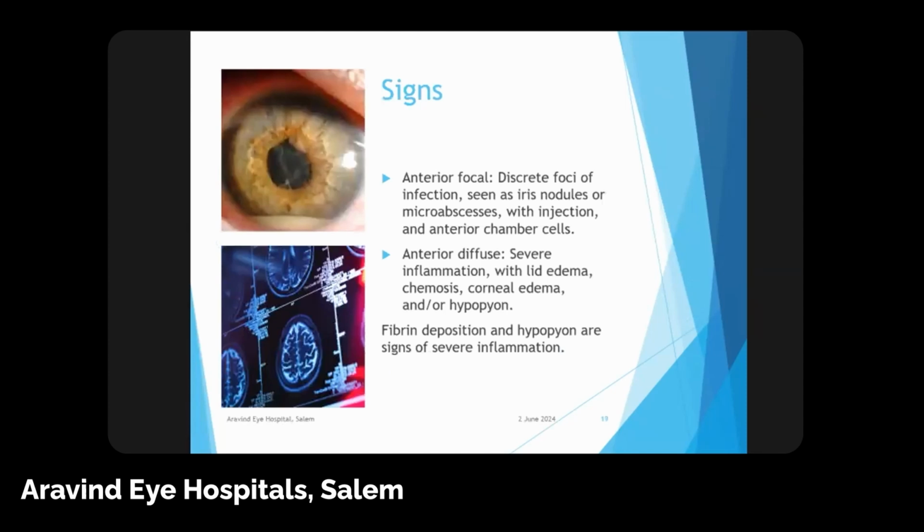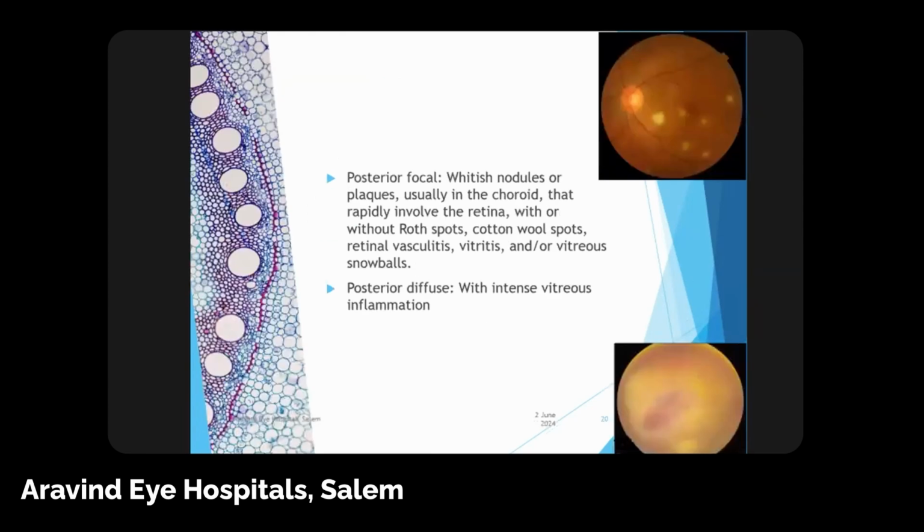Signs: anterior focal and anterior diffuse. The anterior focal signs are iris nodules or microabscesses and AC cells. And the diffuse signs are severe inflammation with lid edema, chemosis, corneal edema with or without hypopyon. Posterior signs are again focal and diffuse: whitish nodules or plaques, usually in the choroid, that rapidly involve the retina. As you see, the bottom part of the image shows a diffuse chorioretinitis with intense vitreous inflammation.